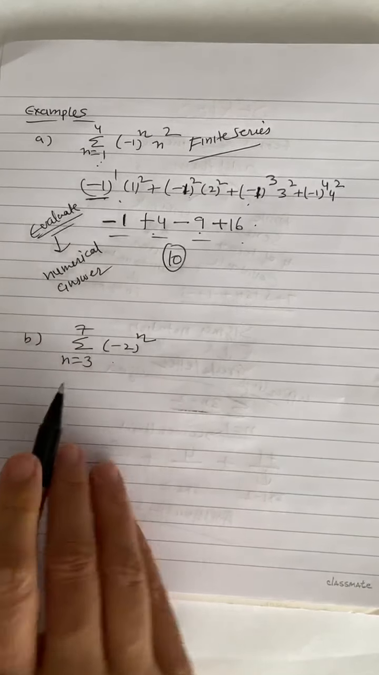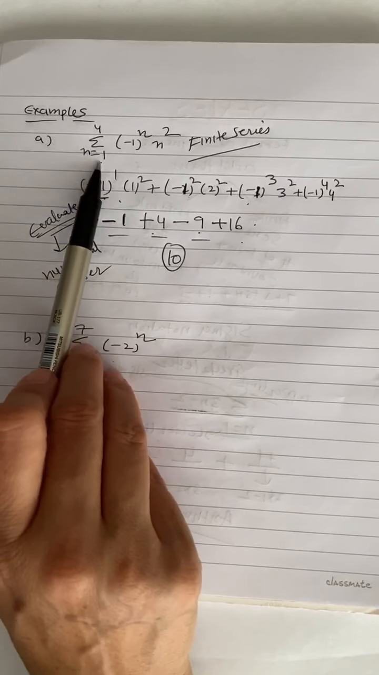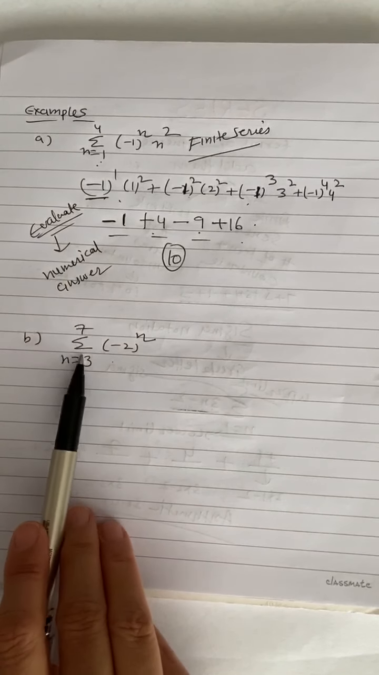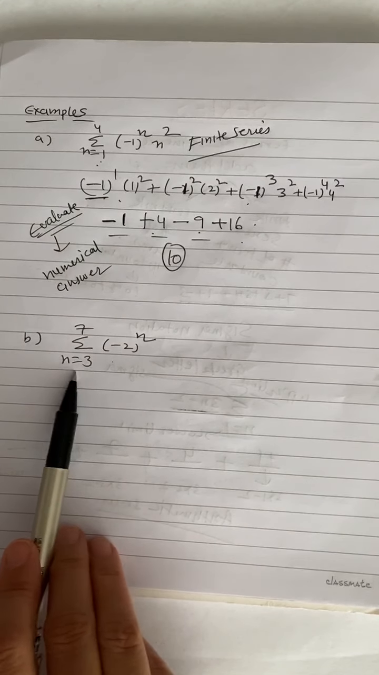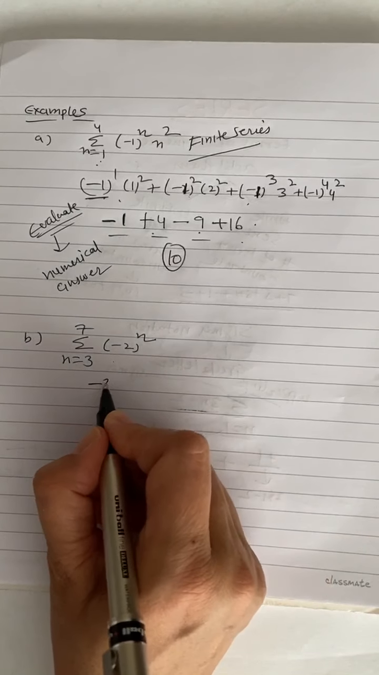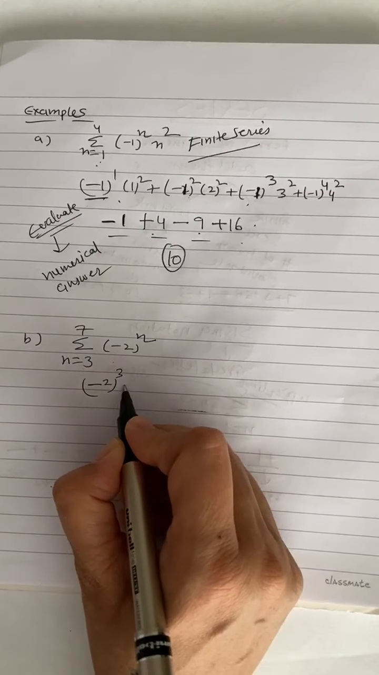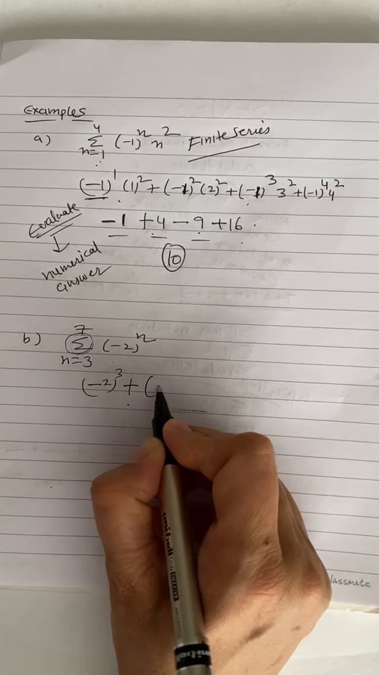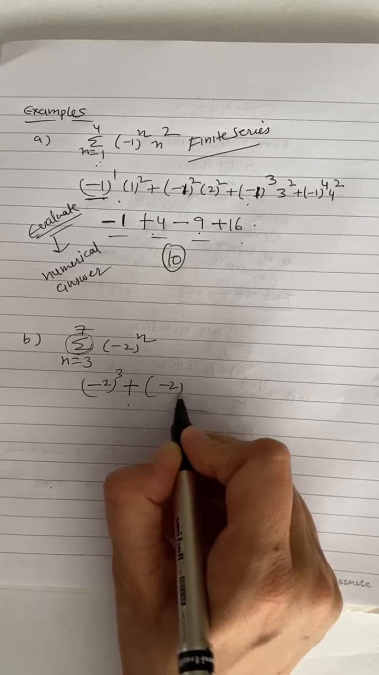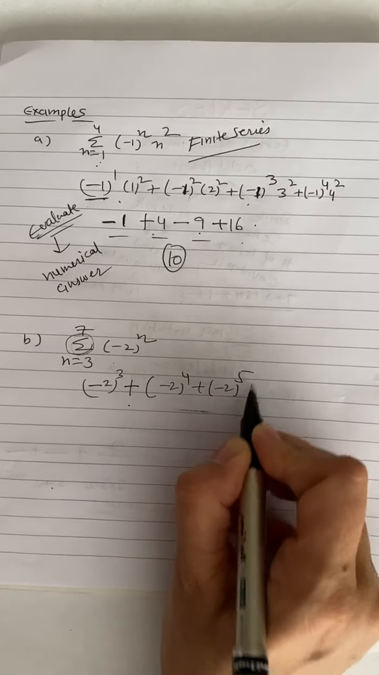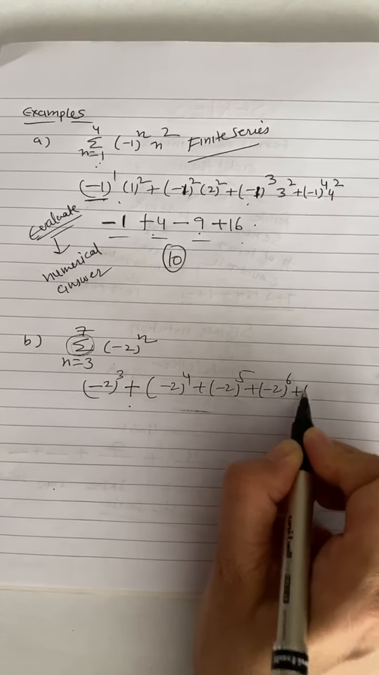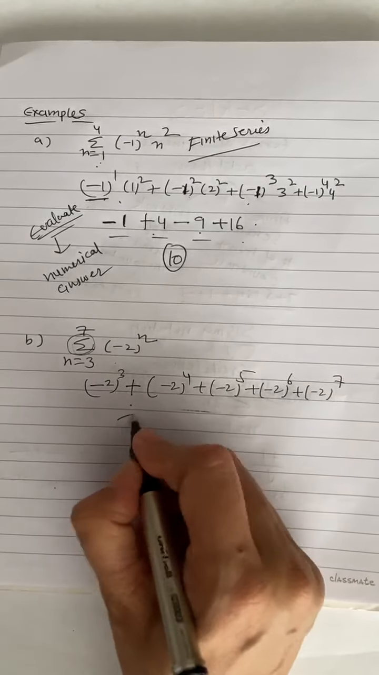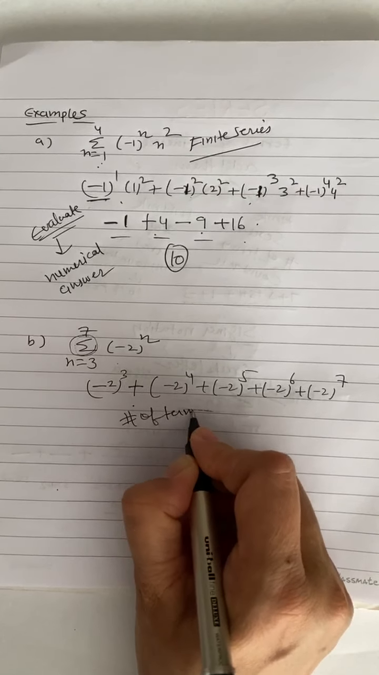So similarly here, be careful, because in the previous example your lower limit was 1, so pay attention to the limits which you have for summation notation. So here n starts from 3, so that means you start with -2 to the power of 3, plus because of this summation symbol, and then you have -2 to the power of 4, -2 to the power of 5, -2 to the power of 6, and -2 to the power of 7. So how many terms you have here? 1, 2, 3, 4, 5. So the number of terms you have here is 5.